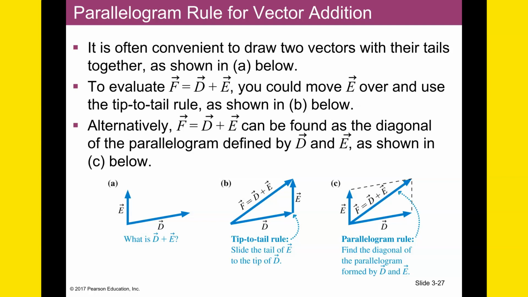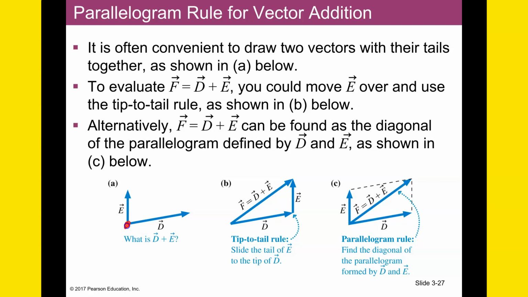Parallelogram rule for vector addition. It is often convenient to draw two vectors with their tails together, as shown in figure A below. So you've got vector E and vector D happening here, both of them on one point. So they're happening at the same time on one object, which is why it's convenient in this case to draw them with their tails together.